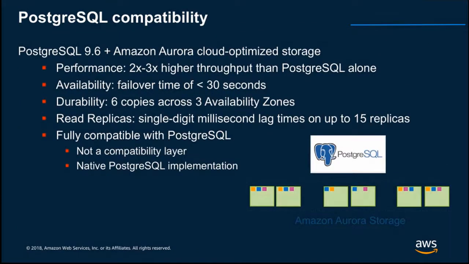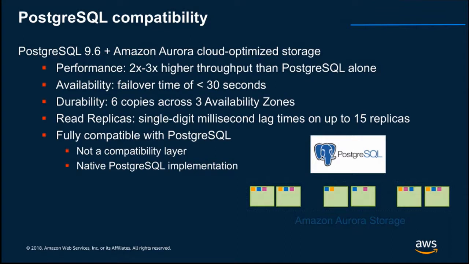So what have we done when we say we've added Postgres compatibility? What does that really mean? What that means is we started with Postgres 9.6.3, that specific version of Postgres. We started with the source code for that version of Postgres, and changed it as little as possible to integrate it with Aurora storage. So that means we're running Postgres 9.6.3 source code. We're not simulating or emulating it.